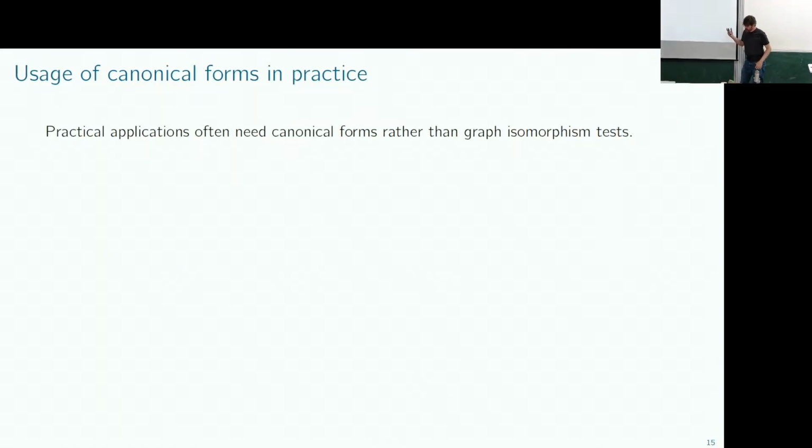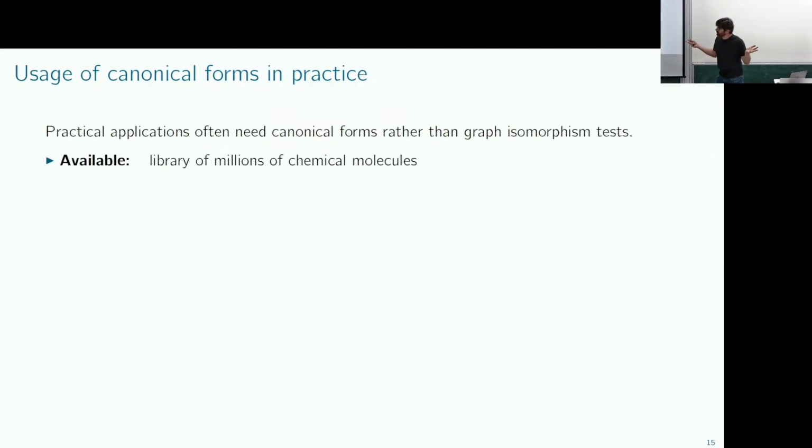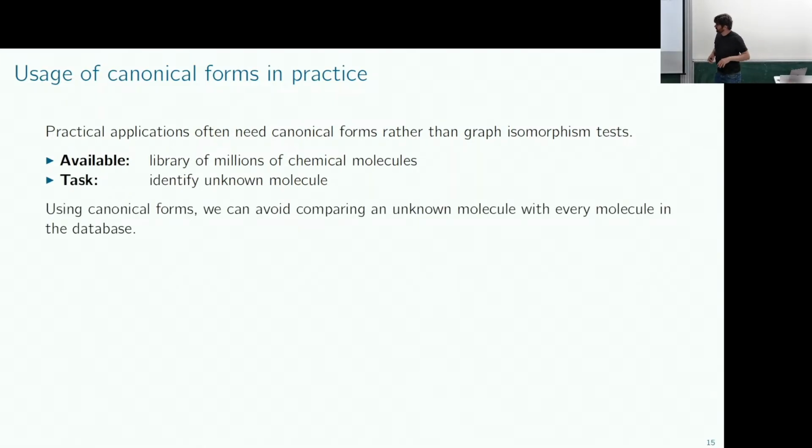All right, so we can use this to do isomorphism checks, but we can also use it in practice. So how do you typically use canonical forms in practice? Well, oftentimes in practice, you actually need canonical forms rather than isomorphism. Let's say you have a library of millions of chemical molecules, or the pigments if you want, and you want to identify an unknown molecule. What you do is you use canonical forms, and that way you can avoid having to compare pairs of things.